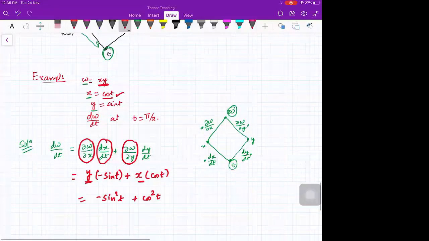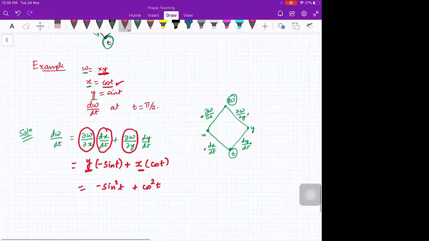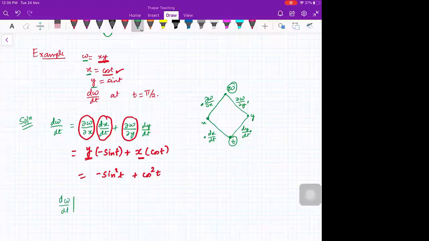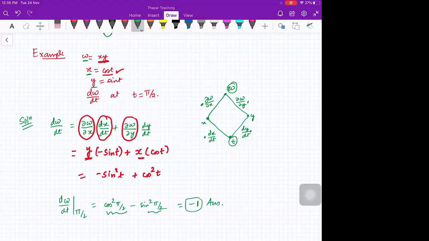Now you have to compute it at pi by 2. So that is dw by dt at pi by 2. So that will be cos square pi by 2 minus sin square pi by 2. So this is 0. This is 1. So this is minus 1. This is your answer. Okay? Is that thing okay?